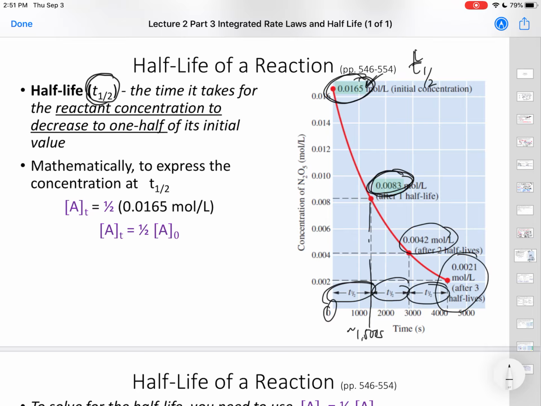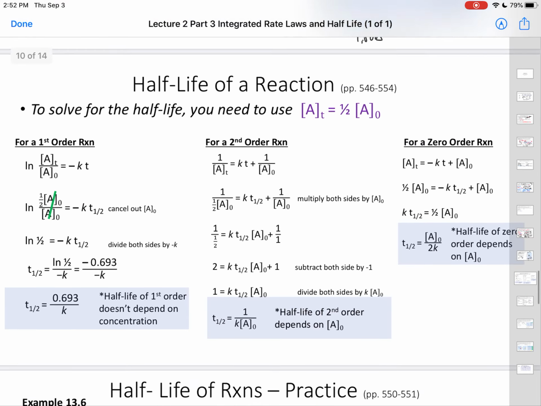Really what we're saying is that at t 1/2, your concentration is half of what you started out with, because A of 0 is what you started with. So this is the equation that we're going to use moving forward. We're going to plug it into our integrated rate law.